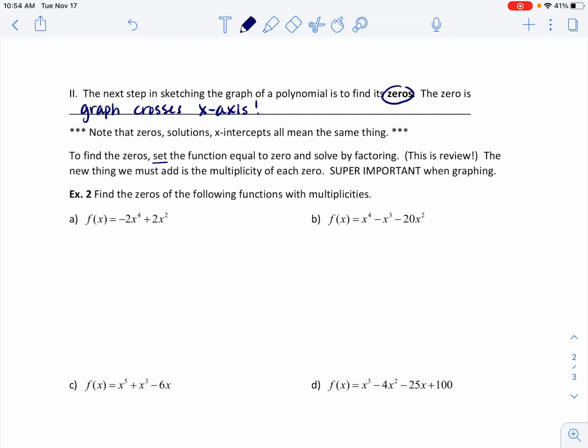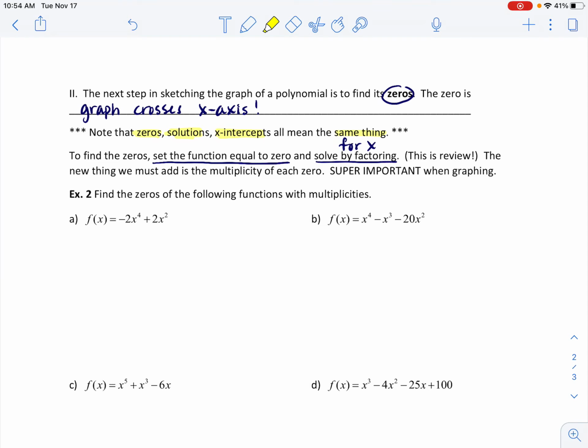To find the zeros, you're going to set the function equal to 0 and solve for x. Now, it says solve by factoring, but you don't always have to factor. Sometimes it's just really easy to solve it. And you guys also notice something that I pointed out here: zeros, solutions, x-intercept, they all mean the same thing. And that's really important because sometimes they'll say zeros, sometimes they'll say solutions, sometimes they'll say x-intercepts. You need to know that those all mean the same thing.